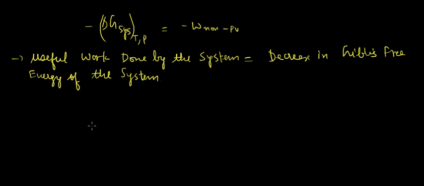Okay, so we can also see that if delta G of the system at a constant temperature and pressure is equal to 0, then the system is unable to deliver useful work.